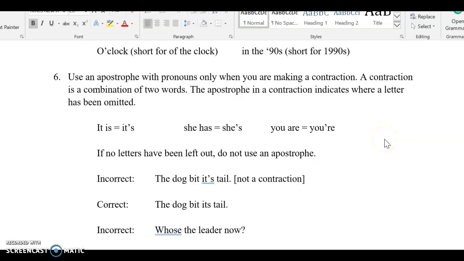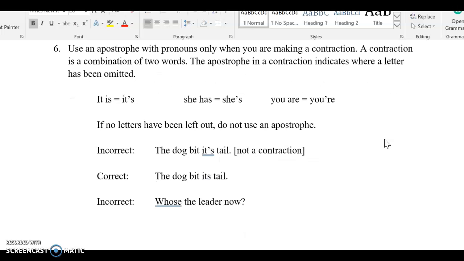If no letters have been left out, then you do not use an apostrophe. So let's take a look at these examples here. This first one is incorrect: the dog bites it's tail. This is not a contraction, so we would not pronounce it that way. And this is one thing you can think of: if you can say it is in place, as you have for that contraction, then you would know this one is not correct. The dog bit it is tail, so that's not correct. The correct one would be the dog bit its tail, without the apostrophe.